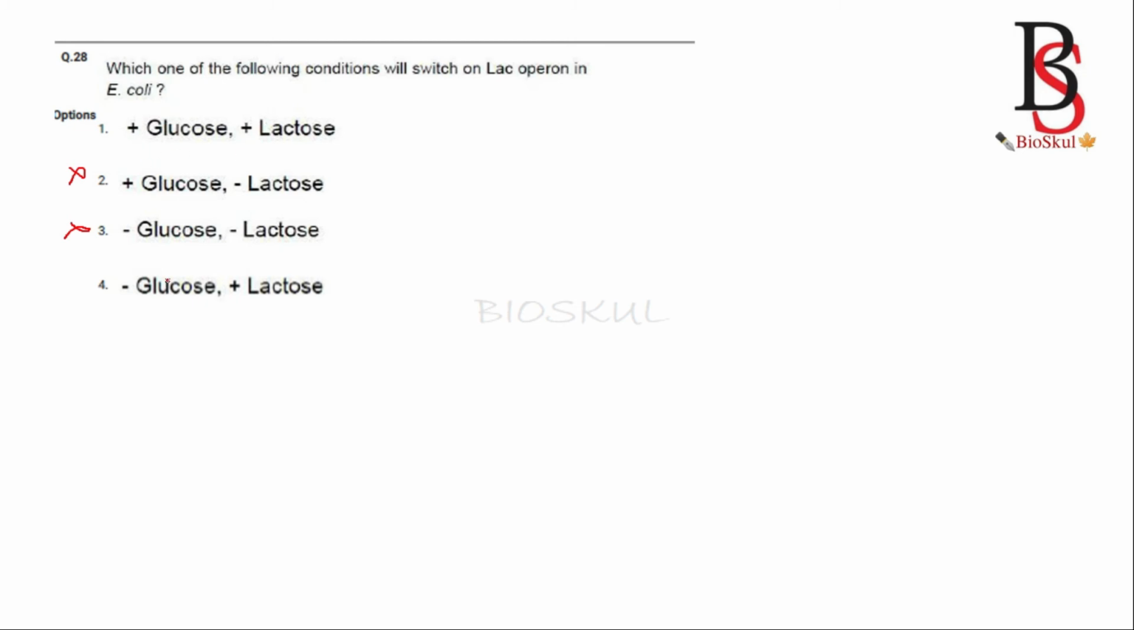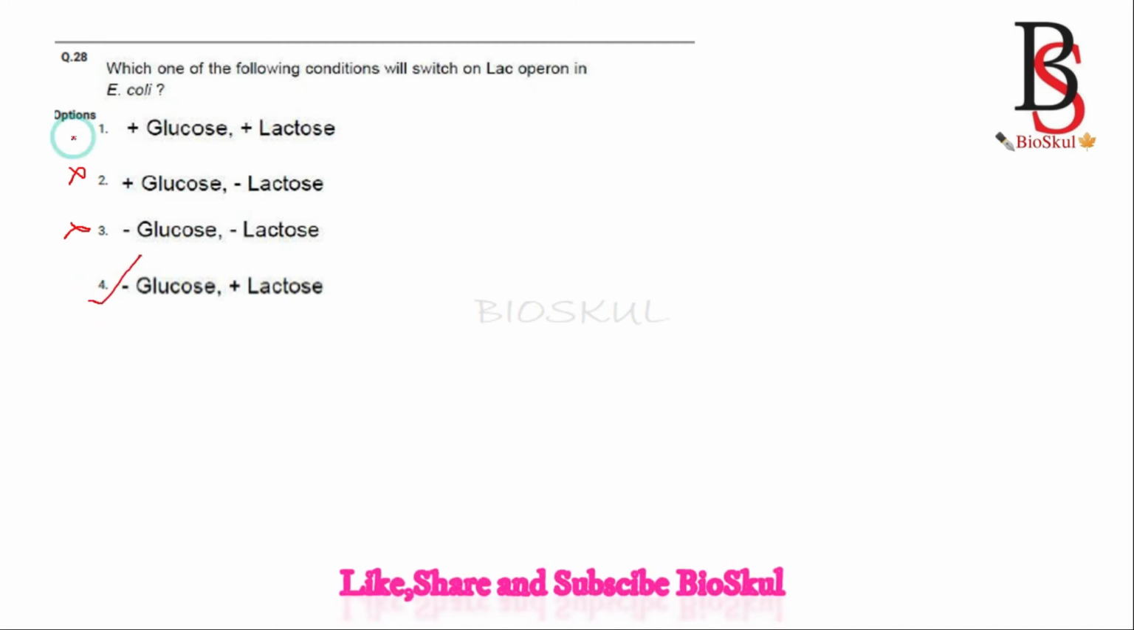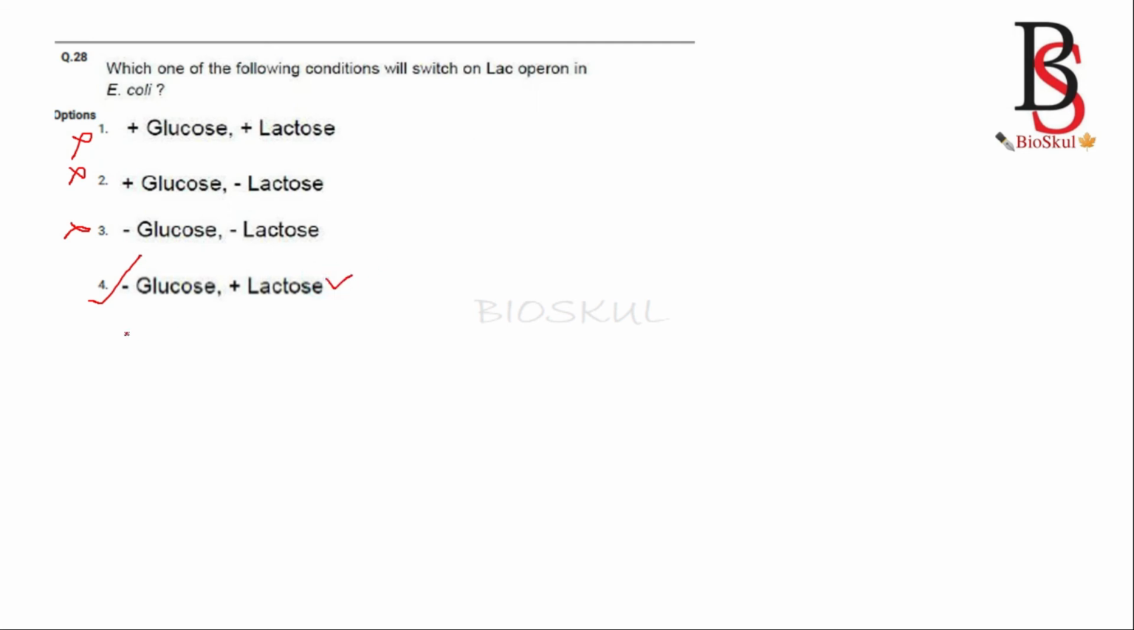So now we have to discuss the glucose. Okay, if in the media there is presence of glucose, then E. coli will use the glucose first and the lac operon will be switched off. If in the medium the lactose is present and glucose is absent, then lac operon will be operated. The correct answer is option 4 and option 1 is the wrong option. So the lac operon is switched on when in the media there is presence of lactose and absence of glucose. So the correct answer is option 4.